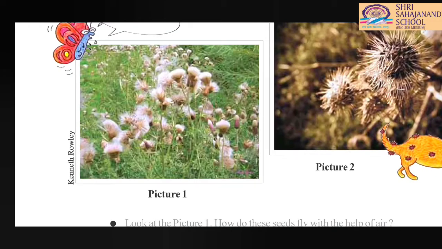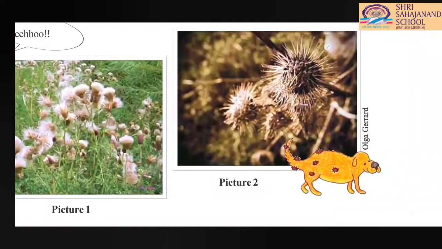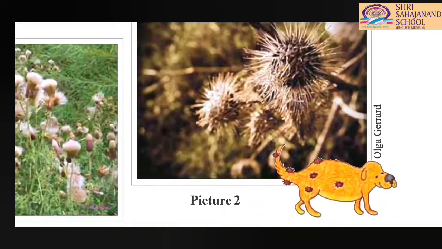With the help of air. So here seed dispersal takes place with the help of air. And now in picture 2, if you look at these seeds, this dog has so many seeds on him. So here, as you can see, the seeds travel with the help of animals.